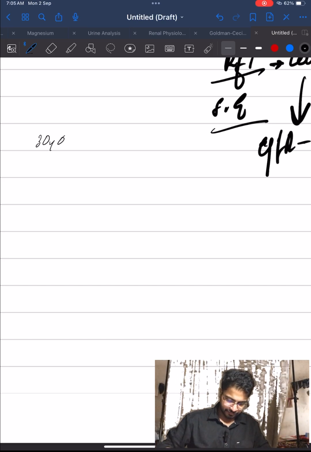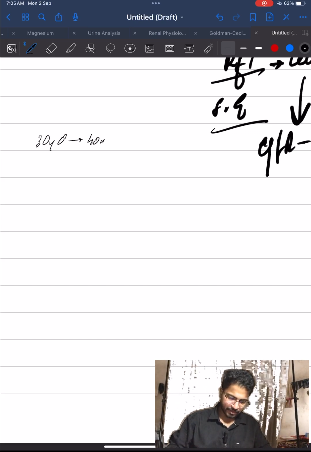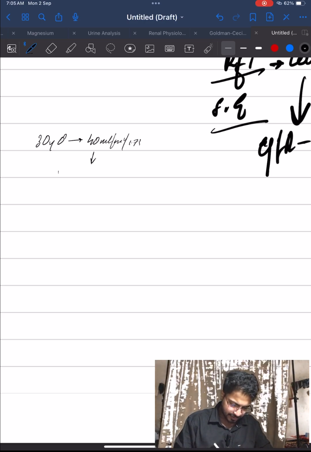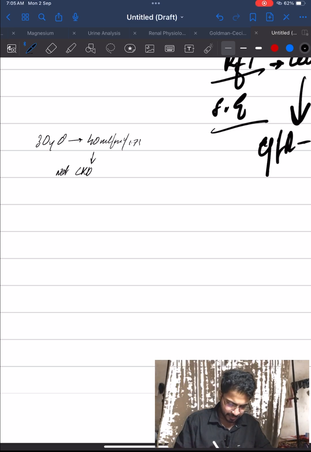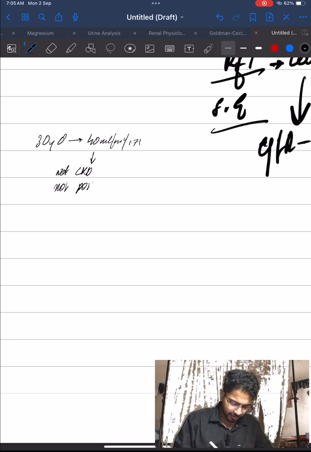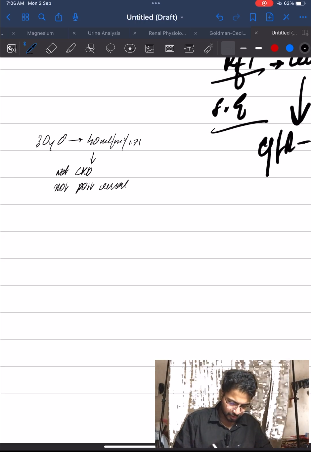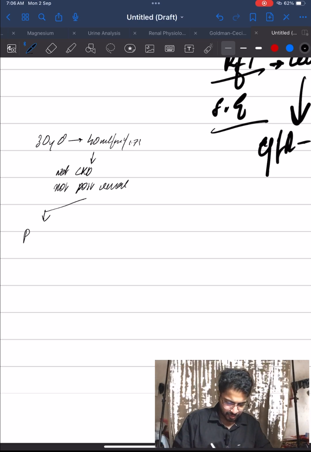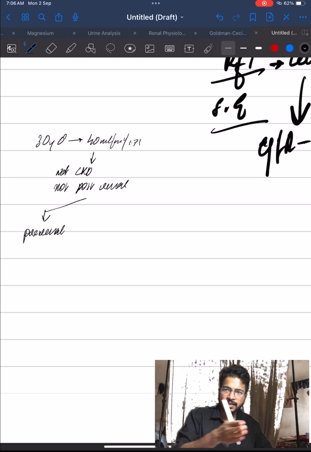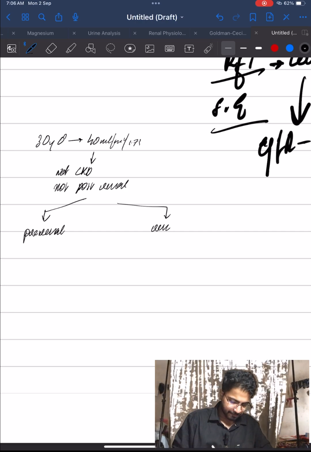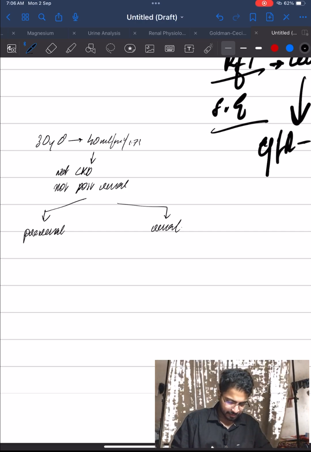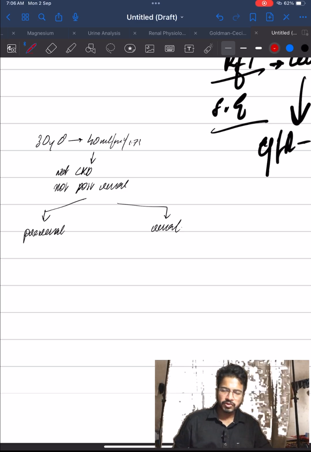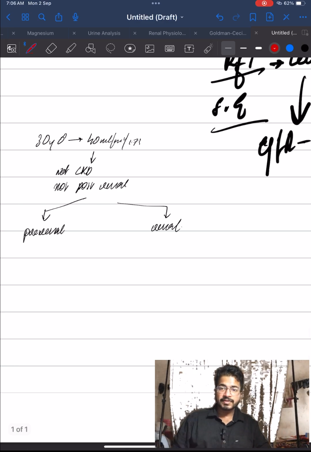We'll write it out here. A 30-year-old male, GFR 40 ml per minute per 1.73 meter square, USG normal, so not CKD, not post-renal. We all know the three renal pathologies: pre-renal, renal, or post-renal. So what are the remaining? It can either be pre-renal or renal. So how will we differentiate, and which other investigation do you look into?